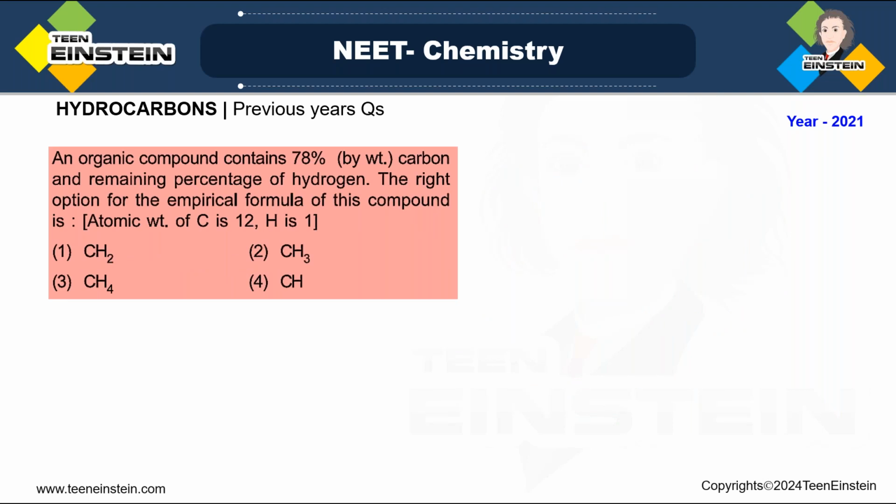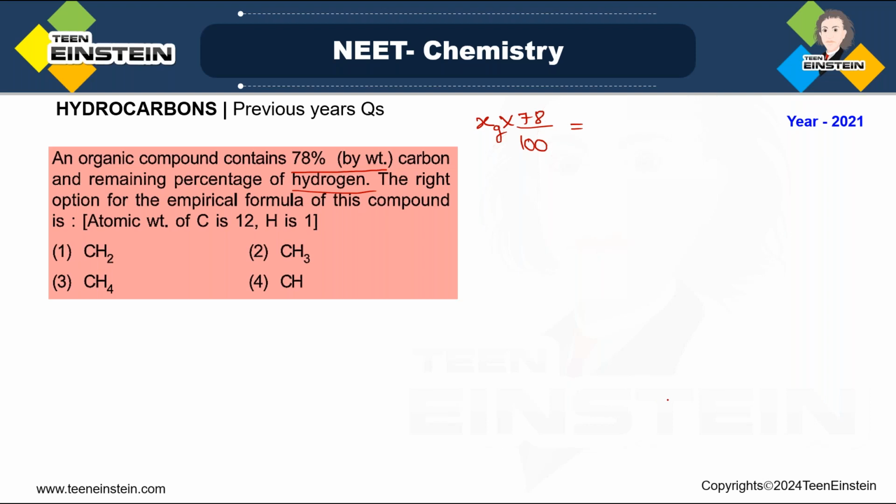An organic compound contains 78% carbon by weight. Suppose the total weight of the molecule is X gram, then 78% of this total mass is the mass of carbon. The remaining percent is that of hydrogen, because it means it is a hydrocarbon. Otherwise, why would it be mentioned like this? Now, the right option for the empirical formula of this compound.